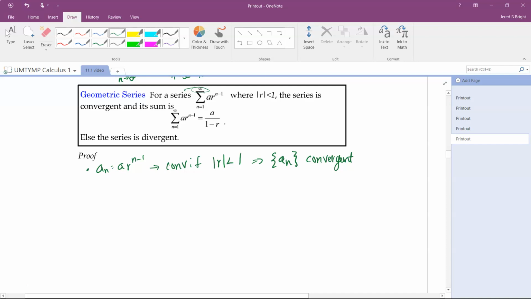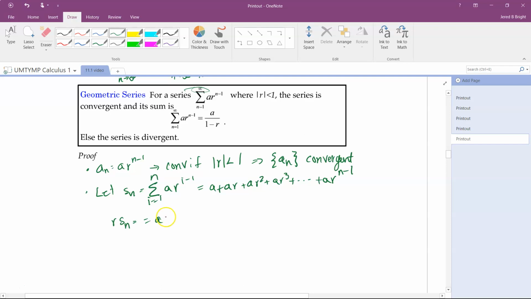Now we're going to focus on the limit of the partial sums. You've probably seen this before, but we'll just go through it again for fun. So we're going to let Sn be the sum from i equals 1 to n of ar to the i minus 1. If we were to write this out, this would be a plus ar plus ar squared plus ar cubed plus dot dot dot ar to the n minus 1. Then what I'm going to do is multiply this by r. Why? It'll become clear in a little bit.